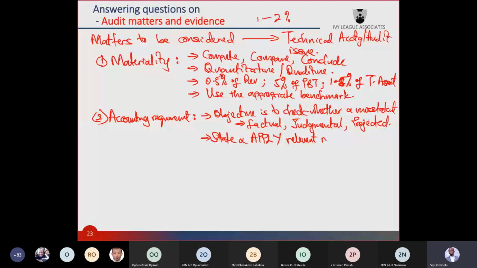Number next. Please, the word relevant is very important. This is not an exercise where you regurgitate everything you know about the standard, but you must restrict it to the relevant section.